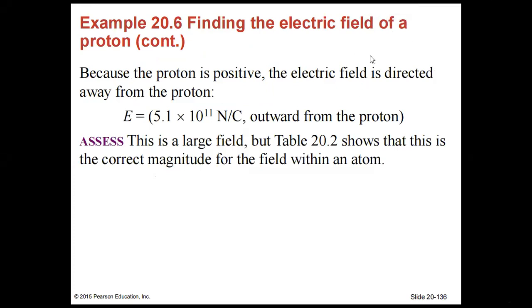Find the electric field of a proton. Because the proton is positive, the electric field is directly away from the proton, and E equals 5.1 times 10 to the power 11 Newton per Coulomb outward from the proton, because this is the positive charge. This is a large field, but from the table you can write this one.